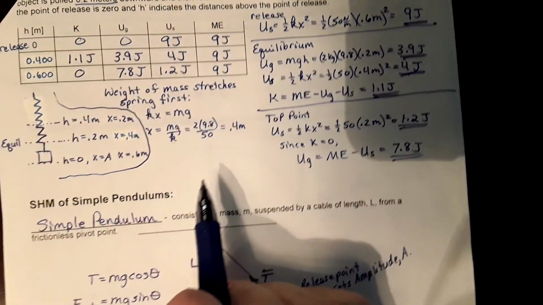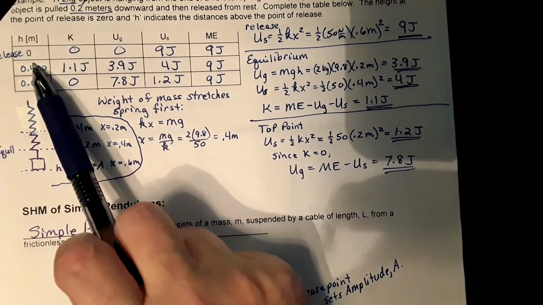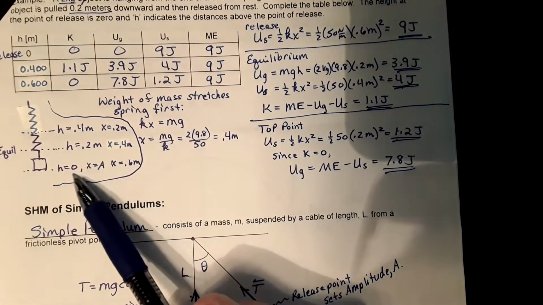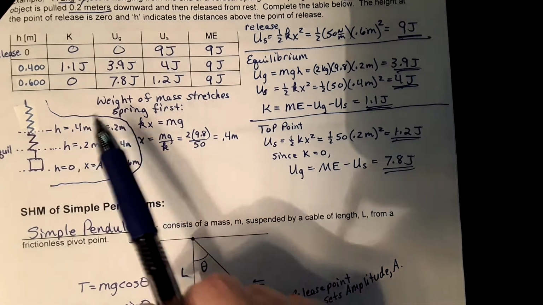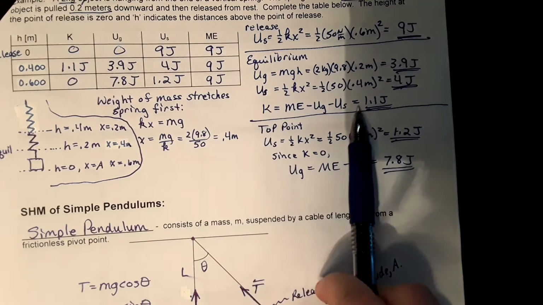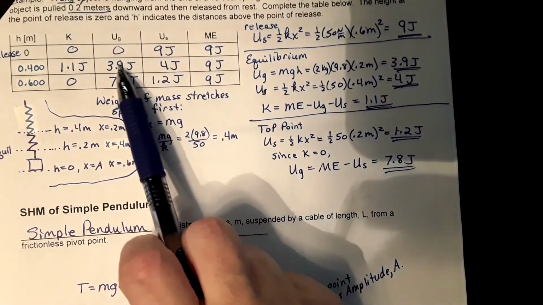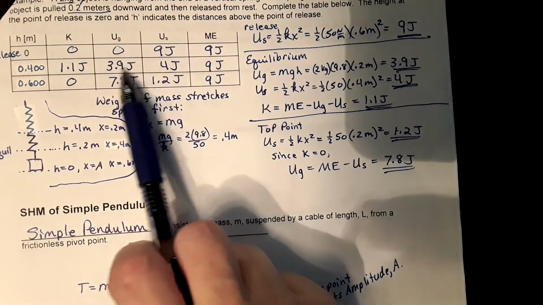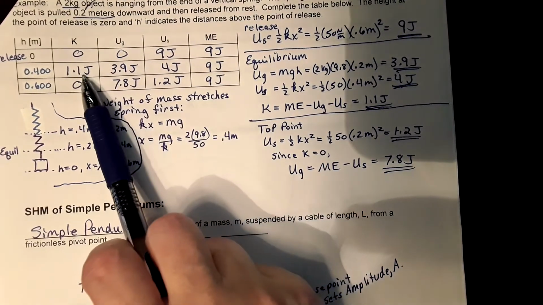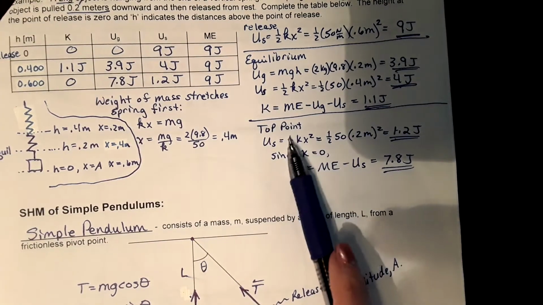And we left off looking at the point, the position that is 0.4 meters above the bottom. Here we go. We said there had to be 3.9 joules of gravitational potential energy, 4 joules of elastic potential energy. Subtract those from 9 and you get kinetic energy is 1.1 joules. Now, let's take a look at the top point.